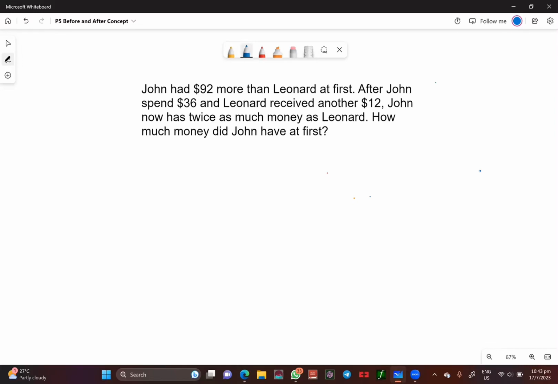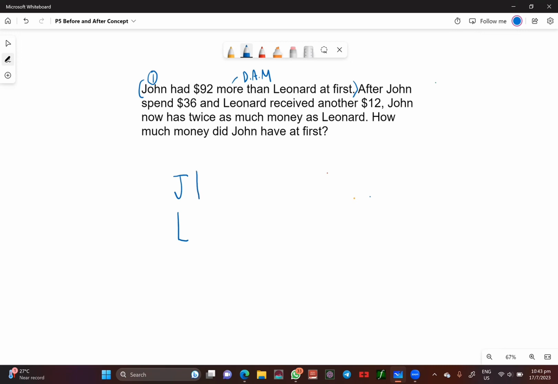Hi everyone, today we are looking at a question like this. As you can see over here, it says that John had $92 more than Leonard at first. Whenever I see the word "more", I know that I need to draw a model. So I want to make sure that I draw a model.